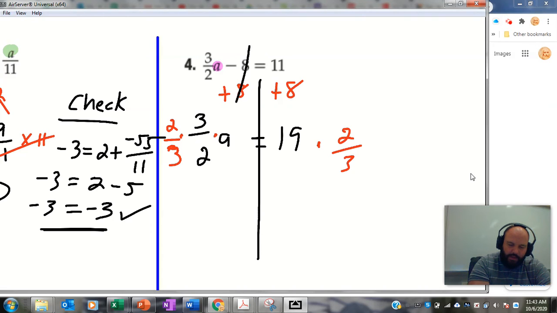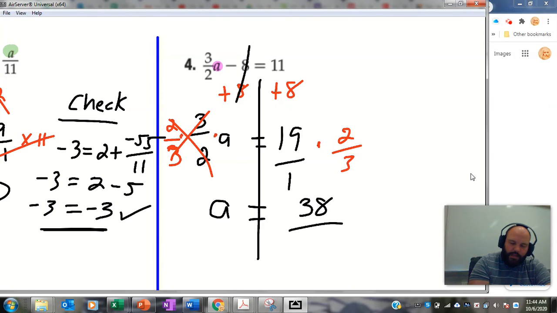Like that. Okay, and these 3's and these 2's cancel, which is the whole point, and it gets us our variable a by itself. Now, on the right-hand side, we have 19 times 2/3, so we need to make it 19 over 1 first, and then we can multiply straight across. So 19 times 2 is 38, and then 1 times 3 is 3. So a is 38/3. Now, since that's an improper fraction, we want to go ahead and divide that out.